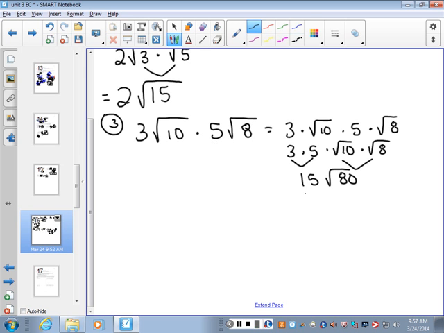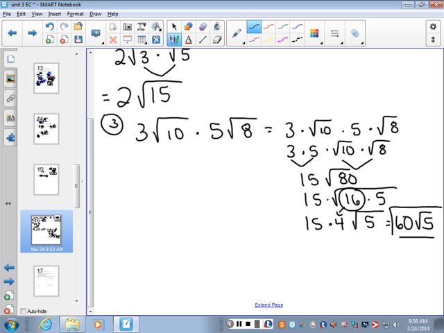So I'm going to have 15 times the square root of 16 times 5. And then what can I simplify from that square root? 16. And what's it come out front as? 4. And what happens to the 15 and then the 4 that comes out front? Multiply them. Everything here is multiplied. So we end up with 60 times the square root of 5.